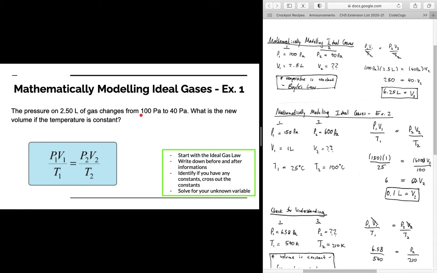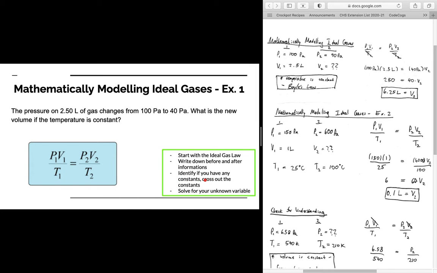Our initial pressure is 100 pascals. We know that V1, our initial volume, is 2.5 liters, okay? We know that our final pressure is decreased to 40 pascals, and then we know that our final volume is our unknown. Now we're confronted with, well, what do we do about temperature? We don't know any specific numbers for temperature. We do know that the temperature is constant, thus T1 must equal T2. So what we do is proceed to the next step.